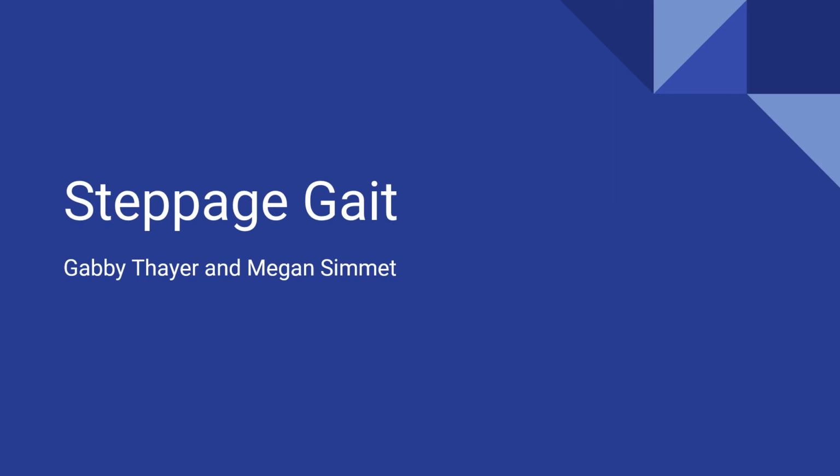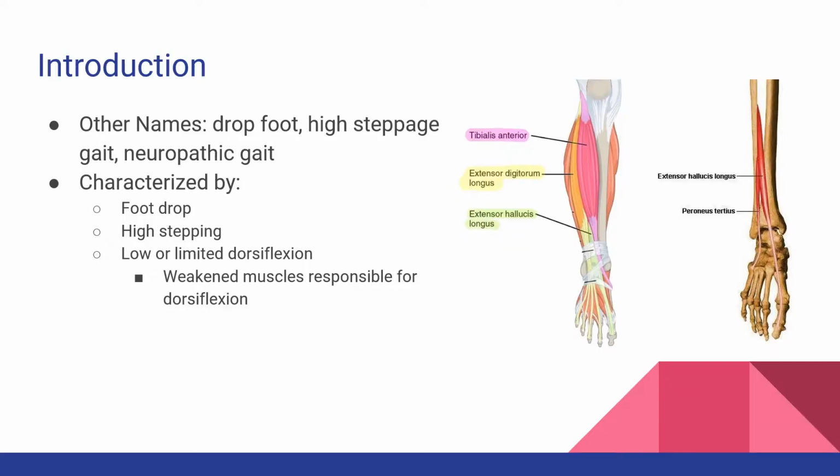We did our project on Steppage Gait, which is just an improper gait pattern. For a little bit more of an introduction, Steppage Gait is also called drop foot, high steppage gait, and neuropathic gait. It is characterized by a foot drop, high stepping, and low or limited dorsiflexion, which is caused by weakened muscles that are normally responsible for dorsiflexion, and these include the tibialis anterior, the extensor digitorum longus, the extensor hallucis longus, and the peroneus tertius.